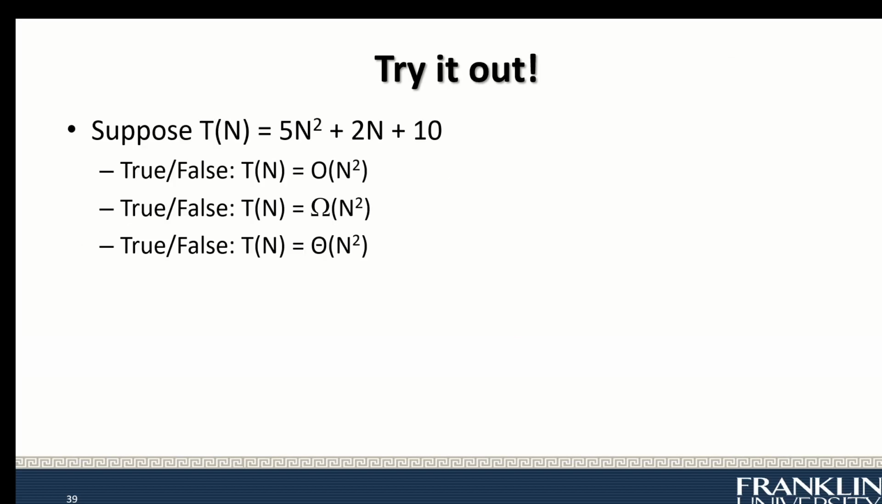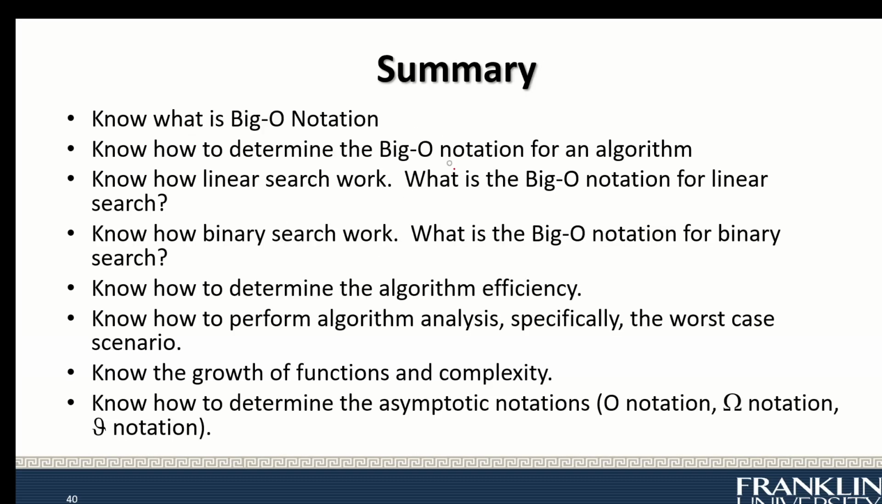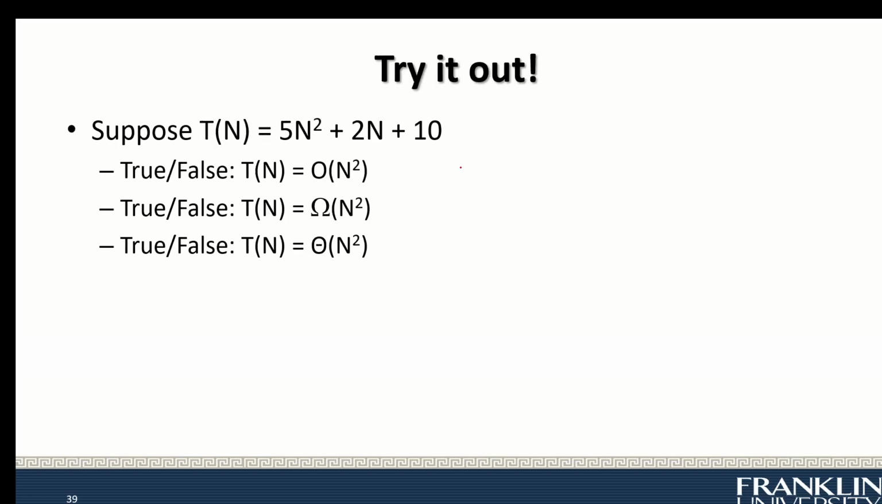Let's look at a quick example here. Suppose T(n) is 5n squared plus 2n plus 10. True or false? T(n) is O(n squared). Well, that's true, because you can find some constant such that 5n squared plus 2n plus 10 is less than or equal to some constant times n squared. If the constant is, I think, 20 or something like that, this should hold true. So because of that, this will be true.